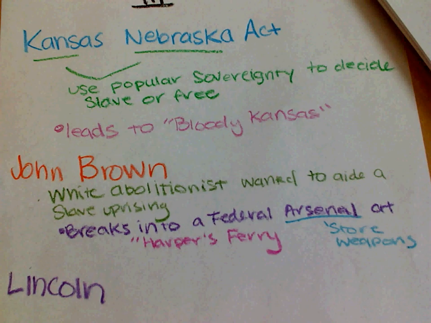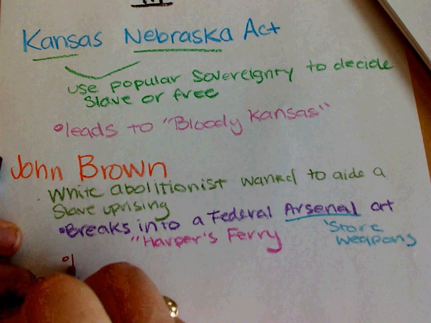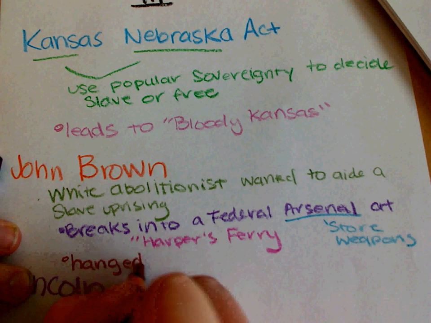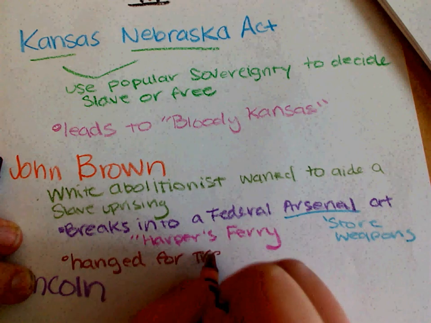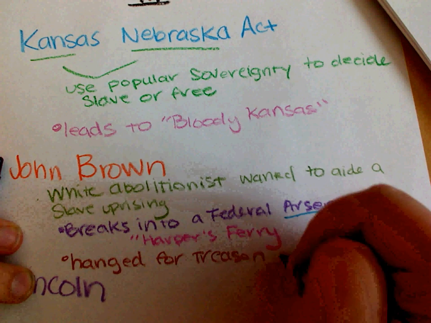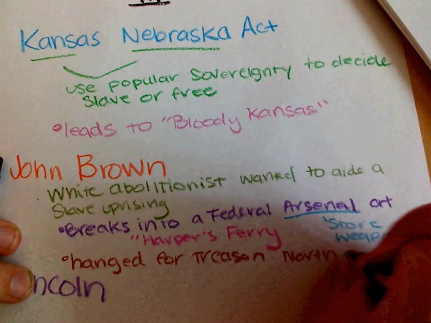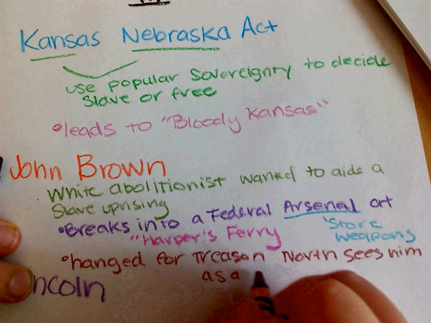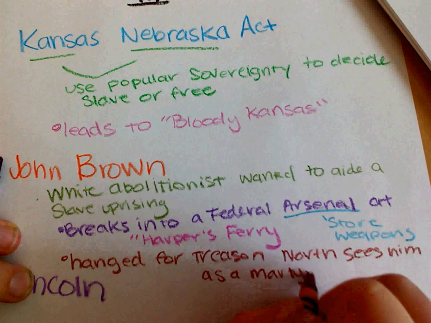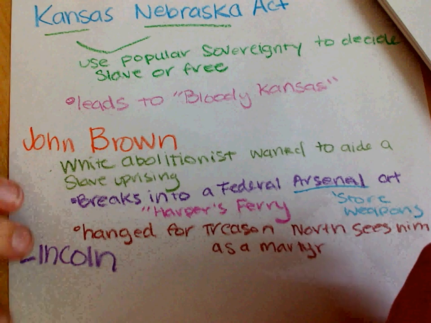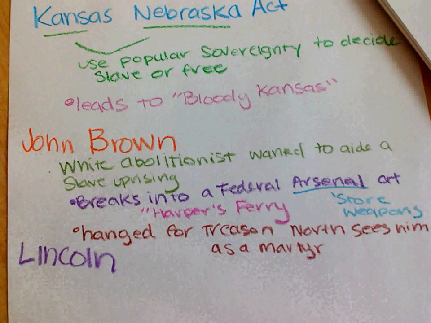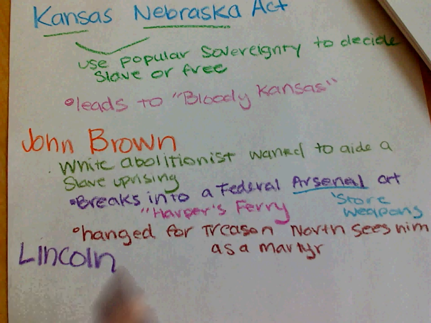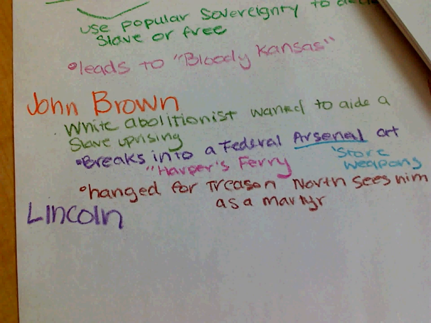He is hanged for treason in the South. The North considers him a martyr. Now, a martyr is someone who dies for what they believe in. And so they see him as this man who died for what he believed in, and they believe fervently that we should have more guys like John Brown. If only there were more guys like John Brown.